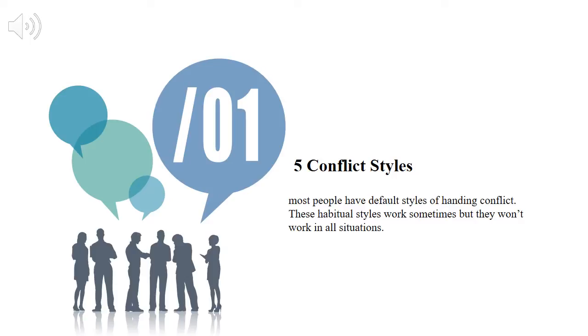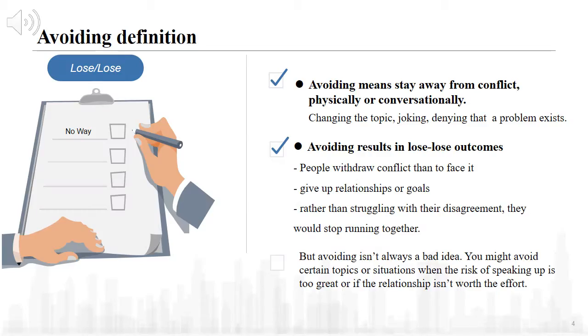Most people have default styles of handling conflict. These habitual styles work sometimes, but they won't work in all situations. The first conflict style is avoiding. Avoiding means staying away from conflicts physically or conversationally. People may change the topic by joking or denying the problem exists.